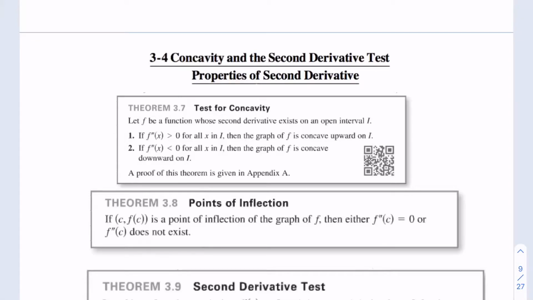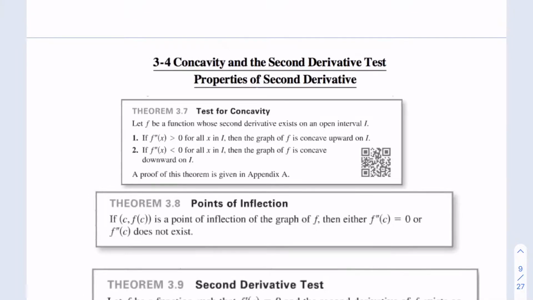Today we are going to go over 3-4 concavity, the second derivative test, and how to sketch the curve. So the test of concavity. Let f be a function where the second derivative exists. In this case, if the second derivative is positive, we call it concave up. If its second derivative is negative, concave down.